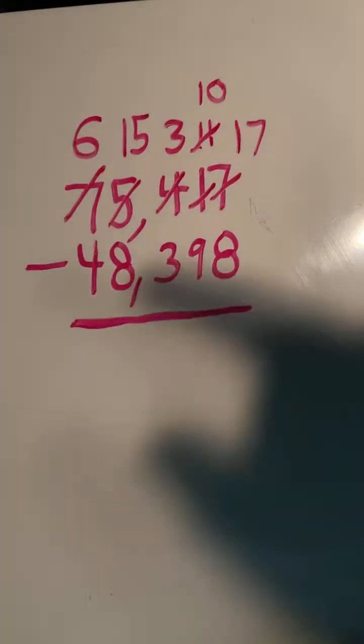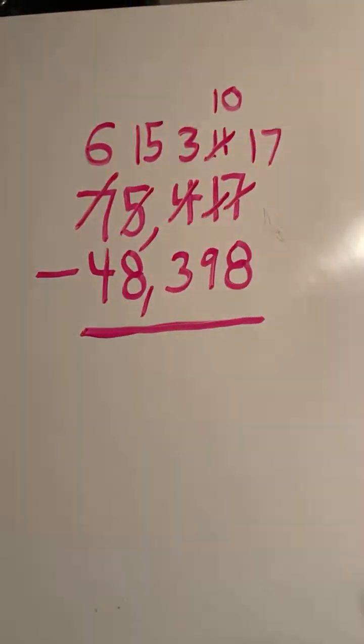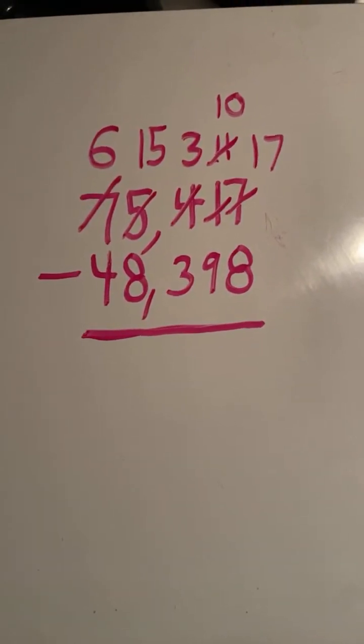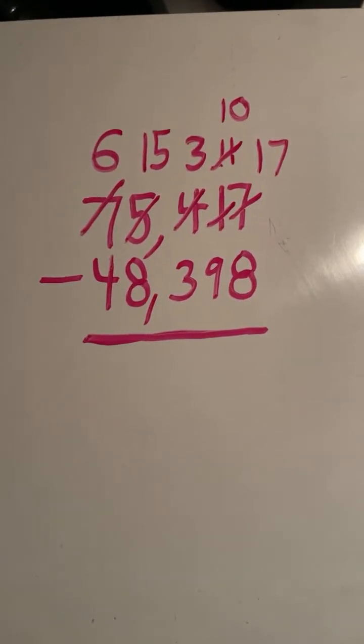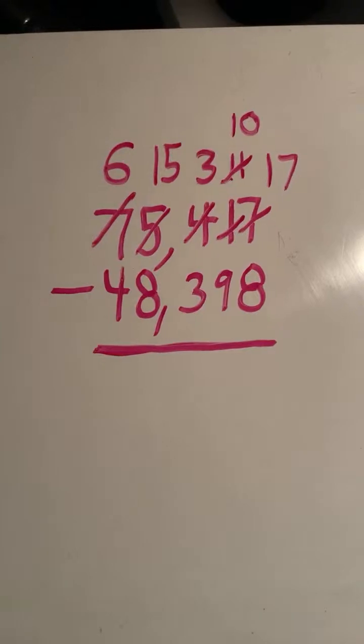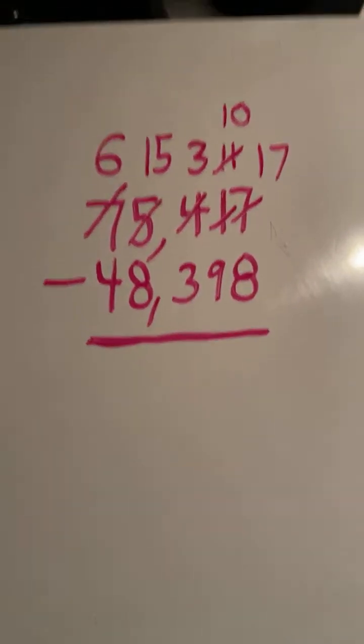In the hundreds place, both digits are the same, they're equal, and that's okay. The digits can be the same. The only thing is that the bottom digit can't be bigger. It's okay if they're the same, though. All right, 15 is bigger than 8, 6 is bigger than 4. All right, we are ready to subtract.